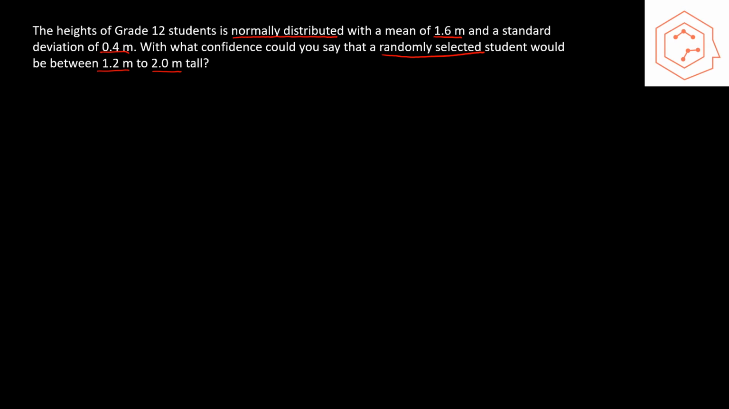It turns out that the numbers work out nicely. And so we'll start by defining our random variable. So we'll say let x be the height of the students. And in that case, x is a normal variable with a mean of 1.6 meters and a standard deviation of 0.4 meters.